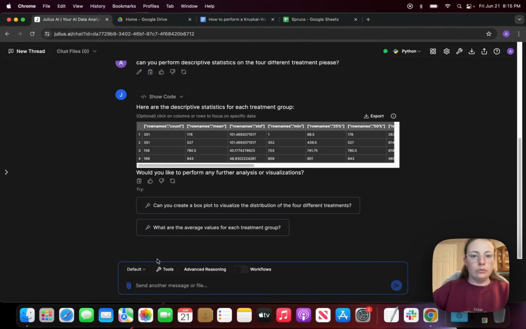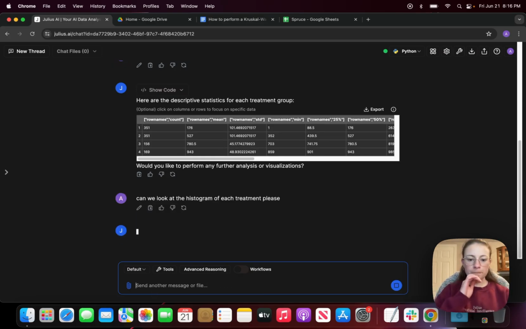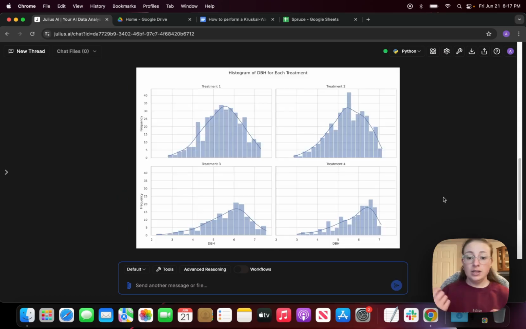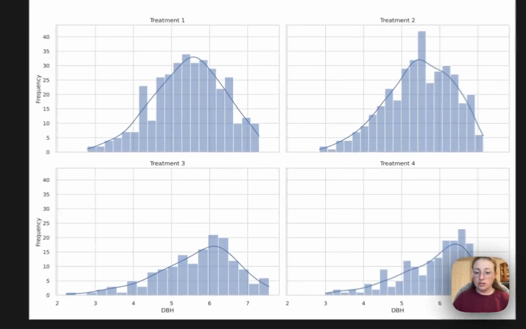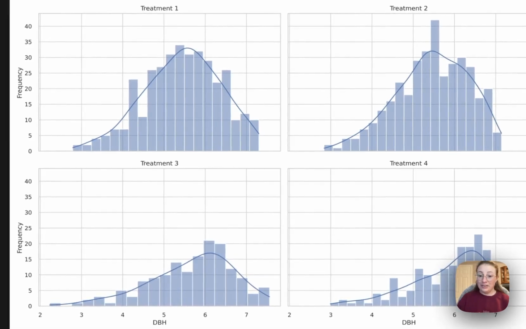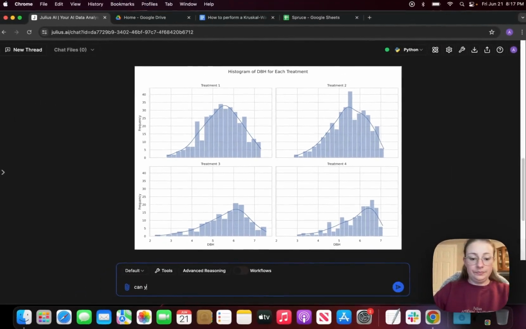So our next thing is to go into the histogram and see if our dataset is normally distributed or not. As you can see, it does look like it's going to be non-normal because you can see it's skewed one way. But to confirm this, let's ask Julius to run a normality test.